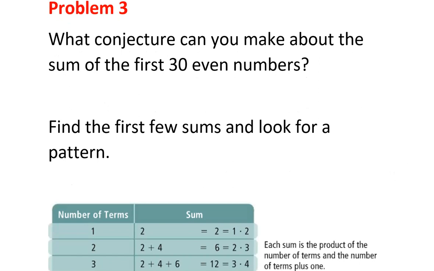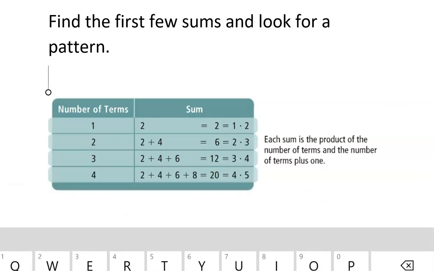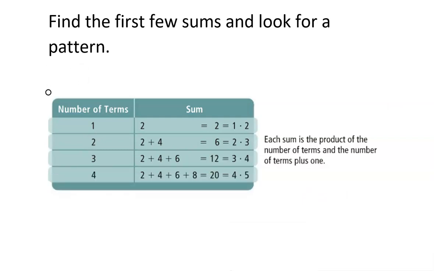Problem number 3, what conjecture can you make about the sum of the first 30 even numbers? So notice, let's find the first few sums and look for a pattern. So they're going to do a little table. So one term, we're looking for even numbers only, so would be 2. Okay. 2 terms would be 2 and 4. Notice the sum is 6. The sum of the first one is only 2. In 3 terms, we have 2, 4, 6. That's the first 3 even numbers. If we add them together, we get 12. And then the 4 terms would be 2, 4, 6, 8. We add them together and we get 20.